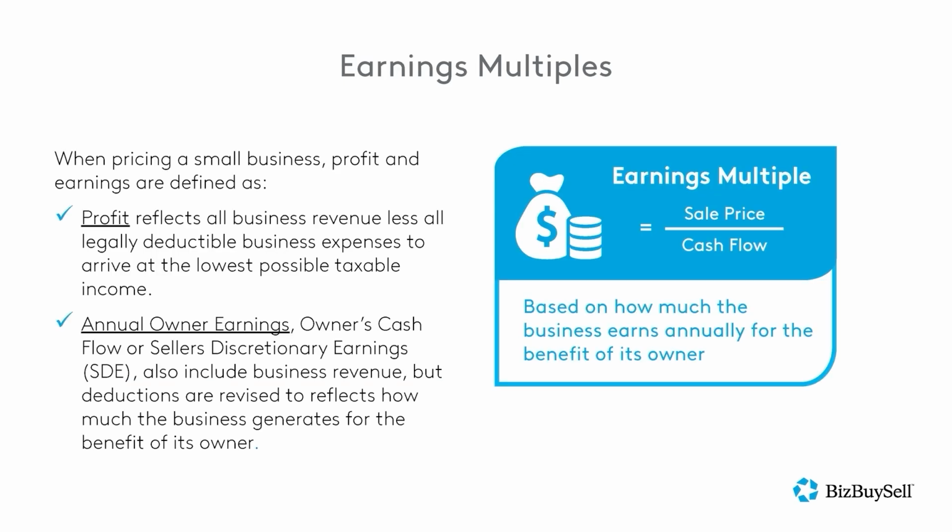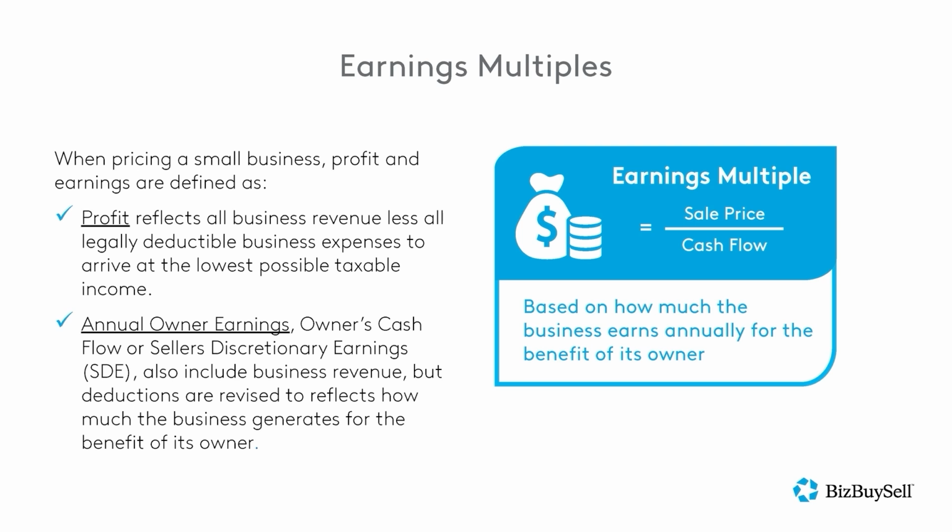Earnings multiples are based on how much the business earns annually for the benefit of its owner. Owner earnings differ from the annual profit shown on the business year-end income statement or its federal tax return. When pricing small businesses, profit and earnings are defined as follows. Profit, the bottom line on the business income statement, reflects all business revenue less all legally deductible business expenses to arrive at the lowest possible taxable income.